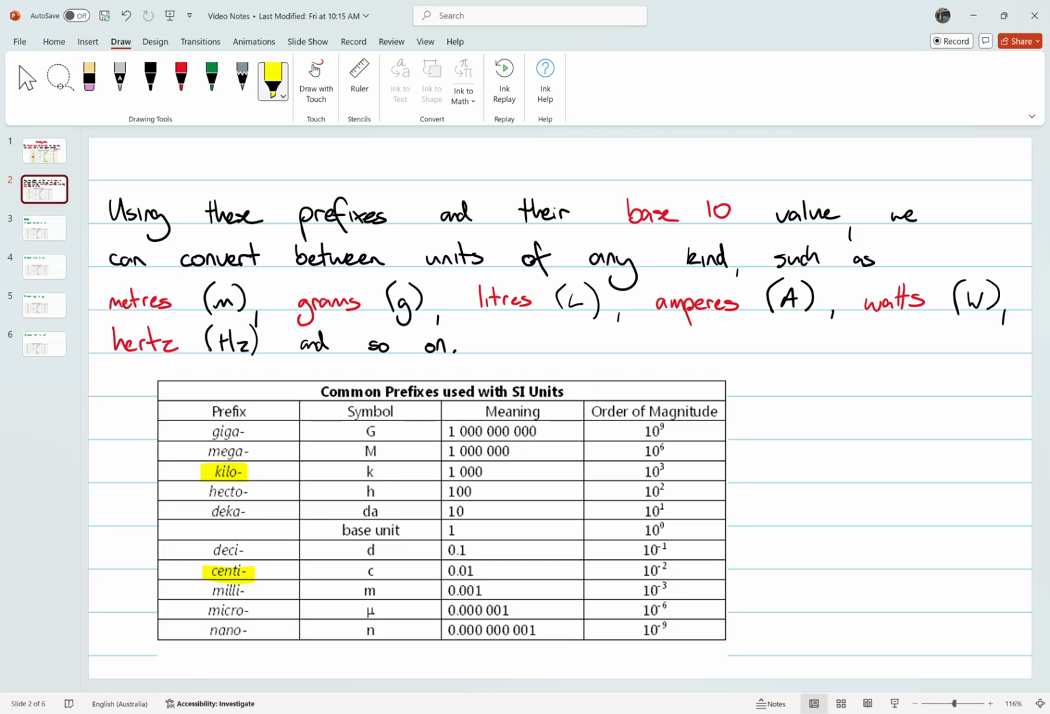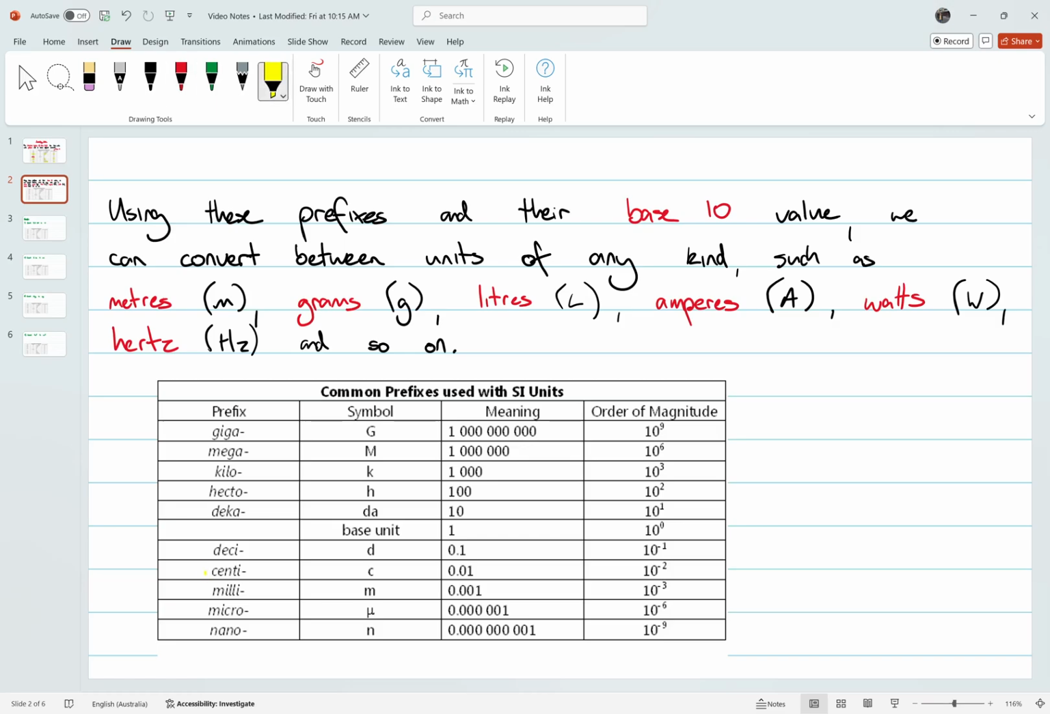So we use these prefixes and their base 10 value, and we can convert between units of any kind, such as meters, grams, and liters, as we talked about, some basic ones you've seen. But as you move into electro, you'll be seeing other units such as watts, hertz, volts, amperes, a bunch of different units here.